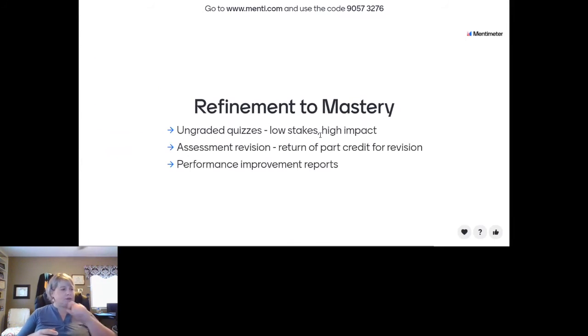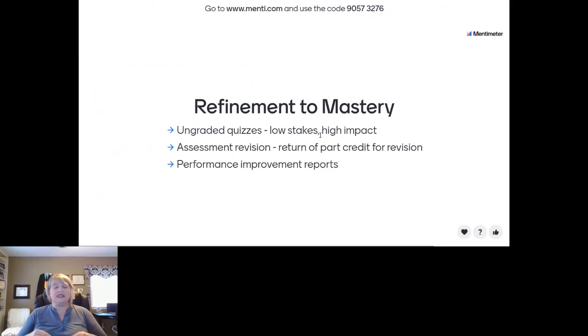trust you more readily. So refinement, this is what I call it: ungraded quizzes, low stakes, high impact. After every lecture, my students get about a 5 to 10 question quiz, depending on the lecture. It's ungraded. They're required to take it, but knowing that if they bomb it, it does not negatively impact their end grade helps them see, hey, I'm really here to learn this information, not to get the A, not to get the B. So that low stakes gives them a secure environment to make a mistake and learn from it.